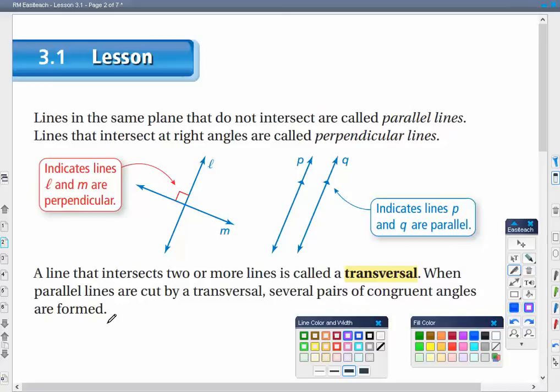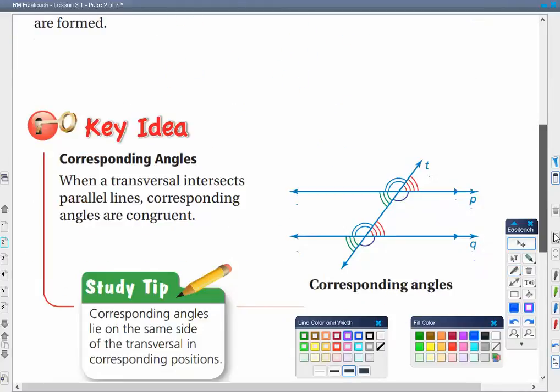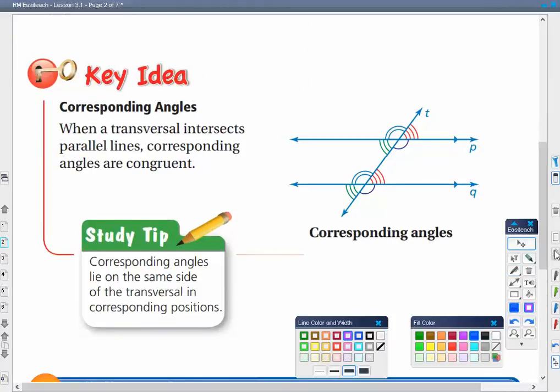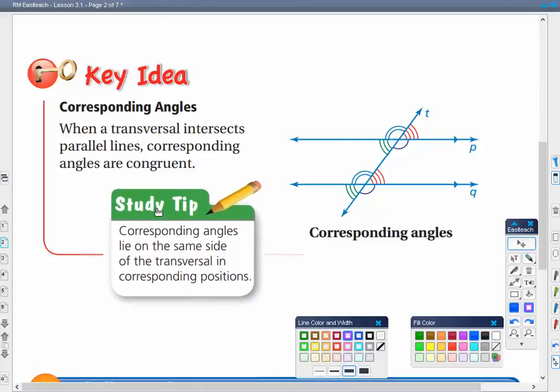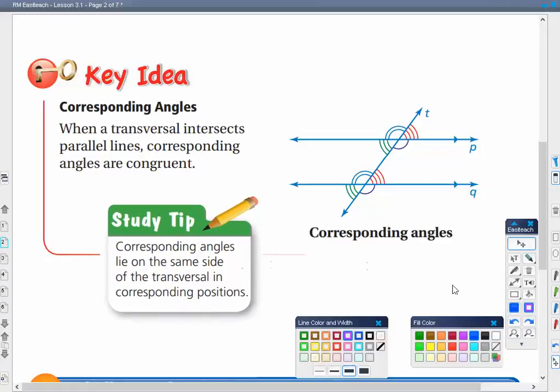When parallel lines are cut by a transversal, several pairs of congruent angles are formed. So there are lots of different angles that are going to be the same as one another. This is the next vocabulary term I haven't quite shared with you yet, something called corresponding angles. When a transversal intersects parallel lines, corresponding angles are congruent. If you look at this study tip, I think it's a better definition: corresponding angles are angles that lie on the same side of the transversal in corresponding positions.